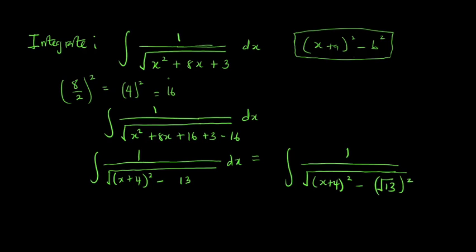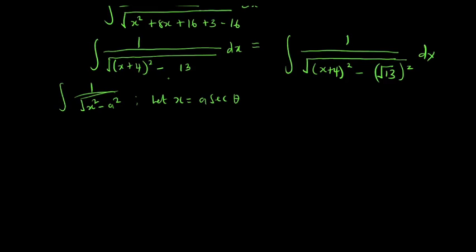Yes, the dx. So now this looks like this, right? It looks like this. So now I can use trigonometric substitution. It says whenever you have something like the integral of 1 over x squared minus a squared, you say let x equals a sec theta, but in this case x equals x plus 4, right?